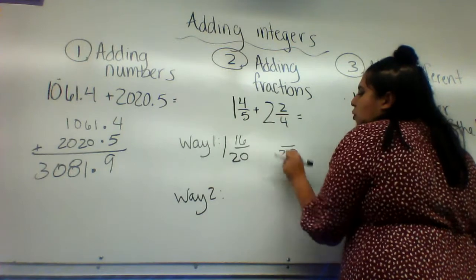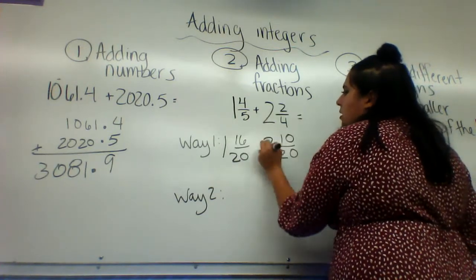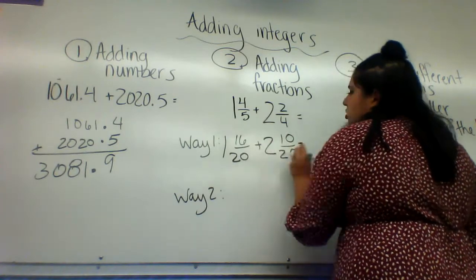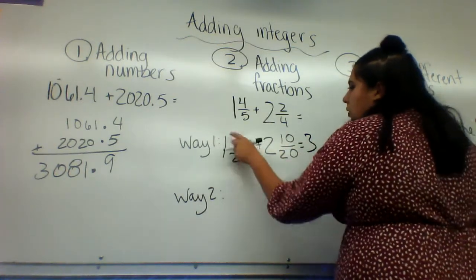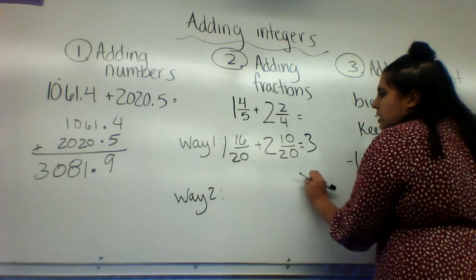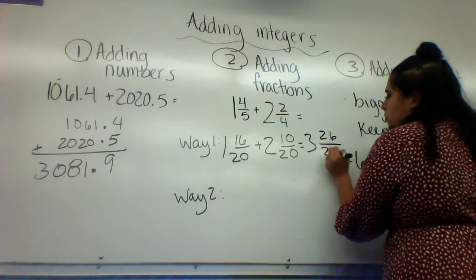Then to get from 4 to 20, I multiply by 5. So I have to do 2 times 5, which is 10. And I'm going to keep that whole number. Now I'm going to just add. So a whole number 1 and a whole number 2 is 3. A whole number 16 and a whole number 10 is 26 with that bottom of 20.